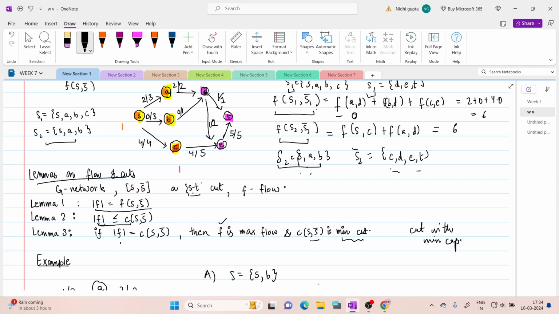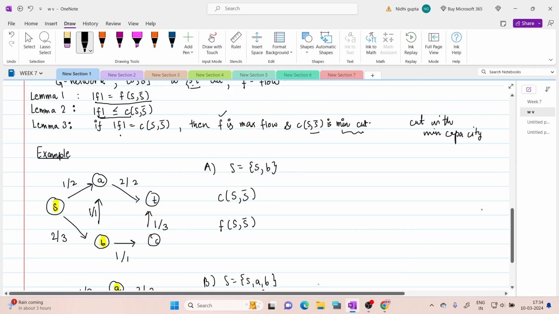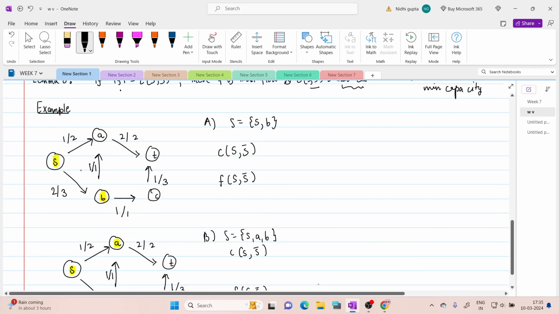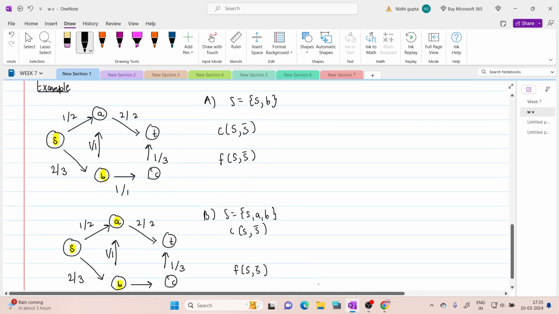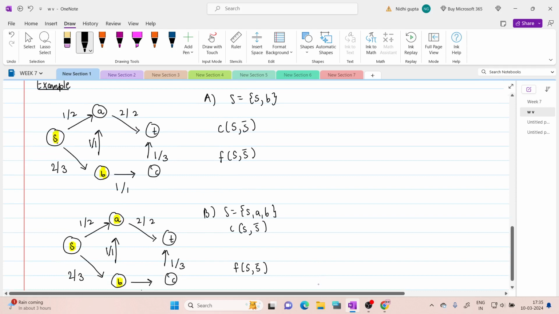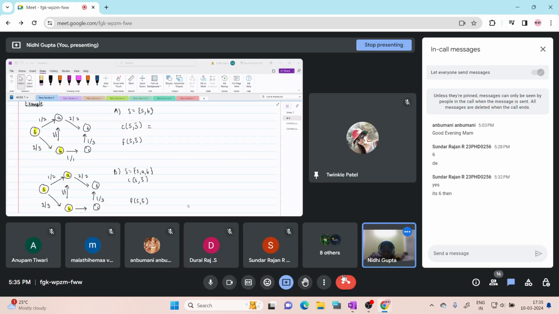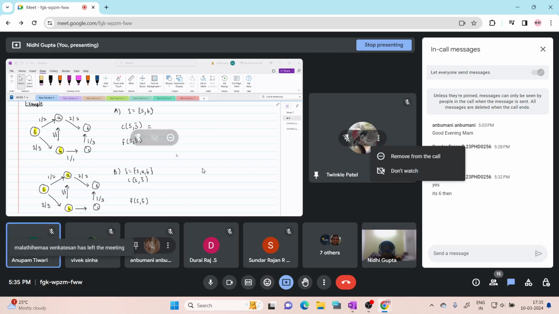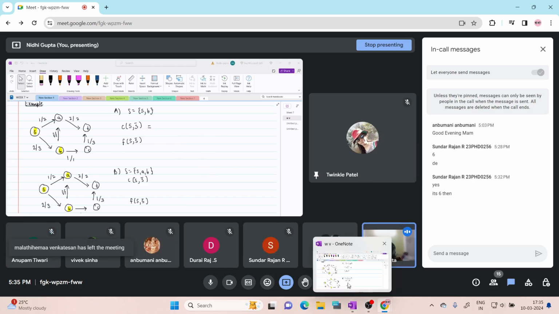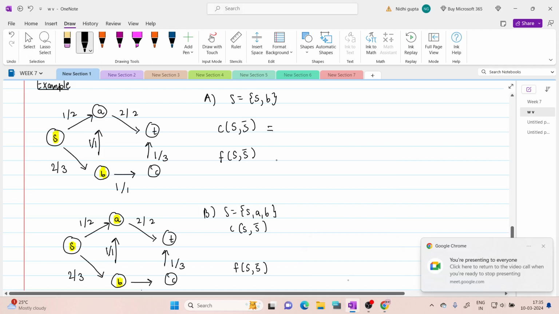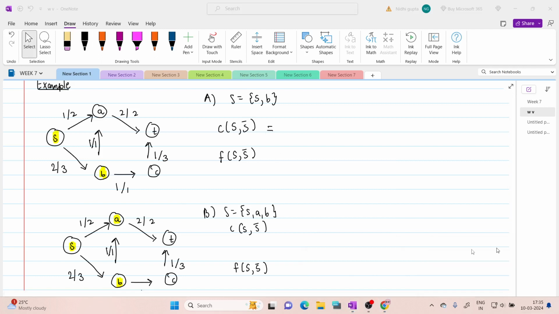So we look at a similar graph. Suppose this is the example. Let's see if all these three properties hold. The first cut is SB. First of all, what is the capacity of this cut? Two, ma'am. Okay, you have to say why. How are you calculating the capacity?